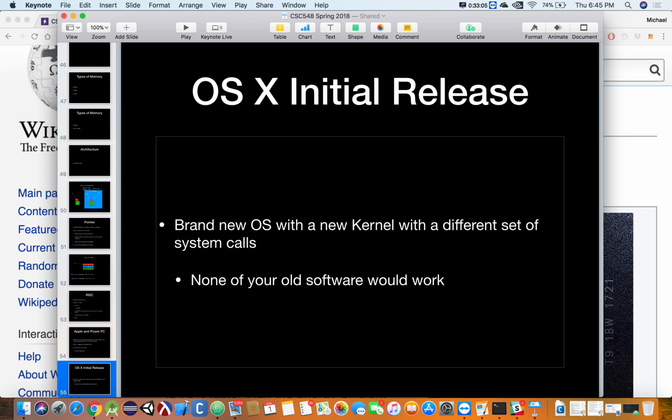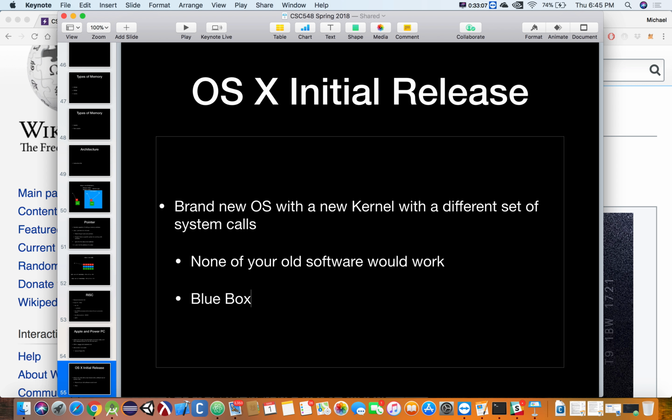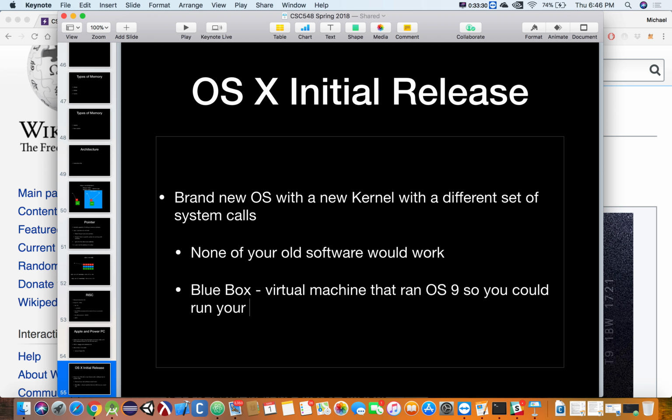Now, OS X came with something called the Blue Box. Anybody heard of the Blue Box before? We've heard of VMware and stuff like that, for running Windows on the Mac. The Blue Box was a virtual machine that ran OS 9. So you could run your old apps within OS X. Now on paper, to an uninformed person, you might say, oh, that sounds pretty good. But why is that a problem?